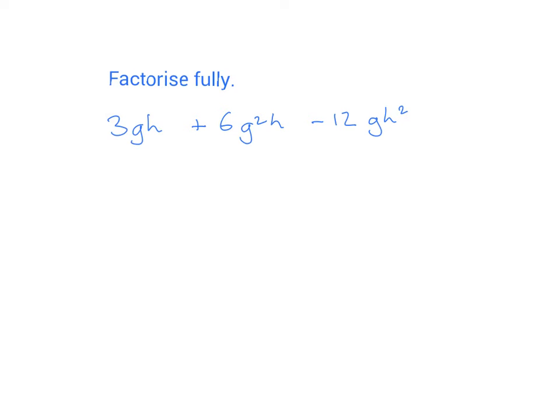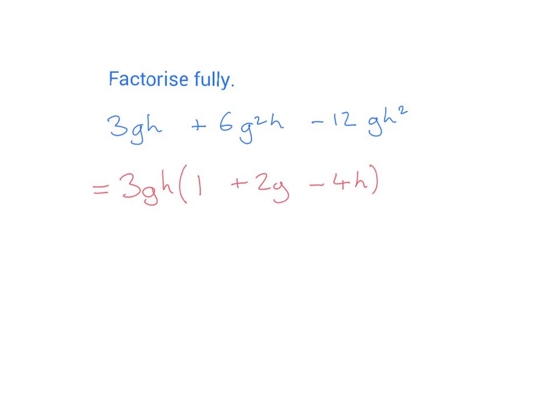So let's put our bracket of 3gh. So we need something which, when you multiply it by 3gh, equals 3gh. Well, that's just 1. Something that when you multiply 3gh by it, you get 6g squared h. Well, that's 2g. And something that when you multiply 3gh by it, you get minus 12gh squared. Well, that's minus 4h.